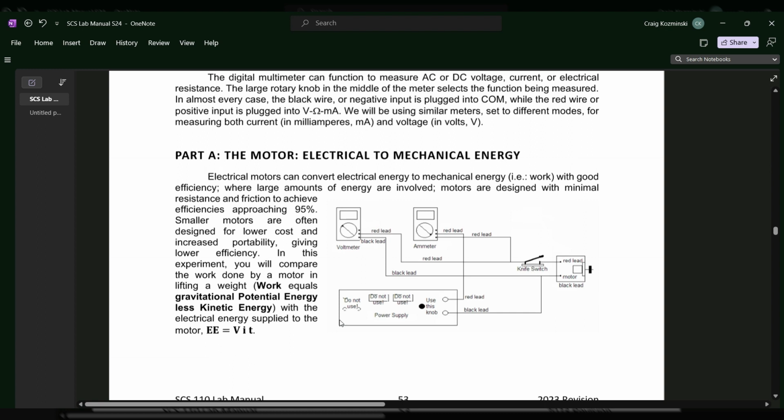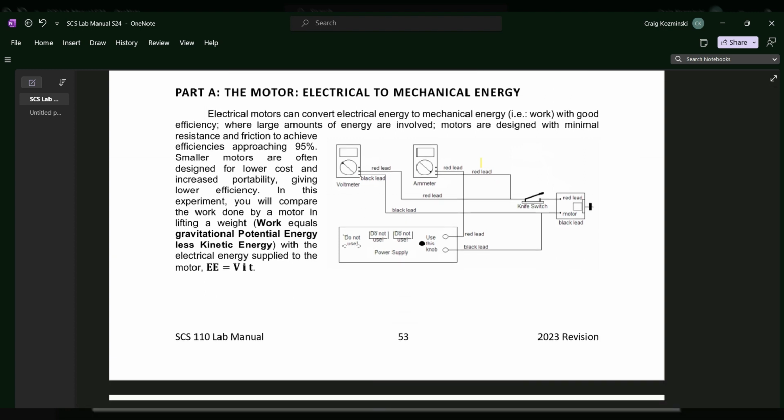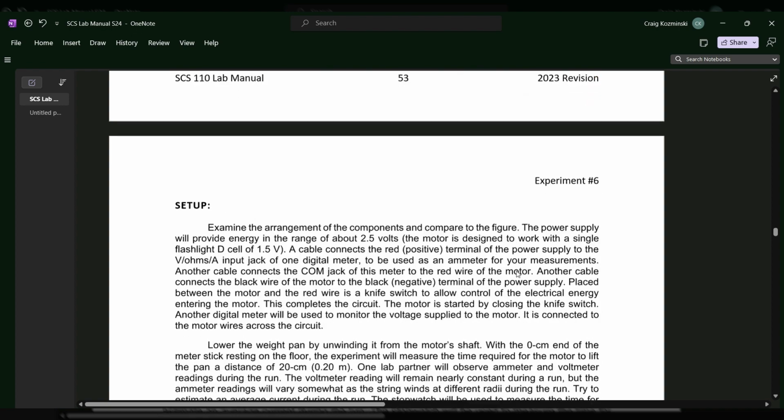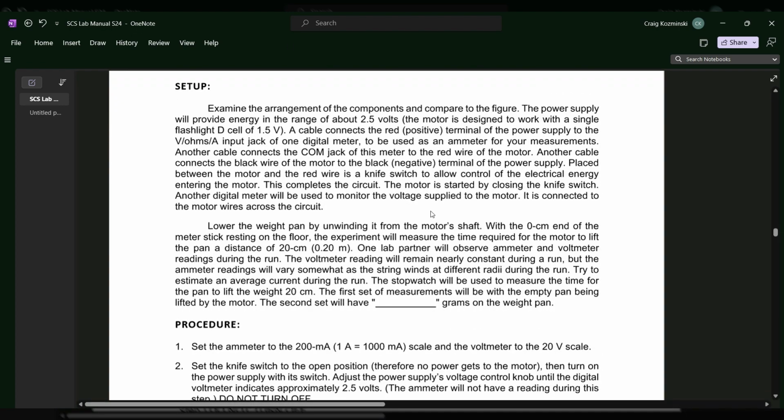But generally speaking, what we're going to be looking at is the conversion of electrical energy from our power supply. These are our voltmeter and our ammeter, and these are both multimeters. And again, these are going to give us units of volts and milliamps moving from the power supply to our motor. And our motor is going to be connected to a weight plate, and we are going to make some observations about the amount of time that it takes for our motor to lift our plate a certain height. And these details are provided here in the setup and in the procedure.